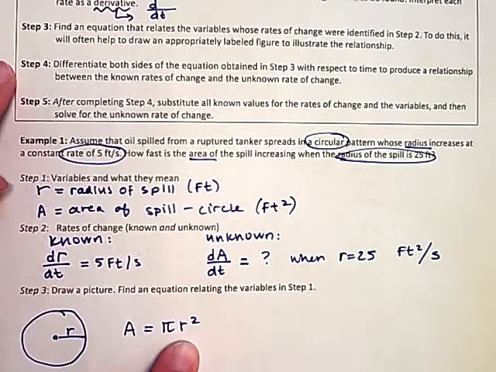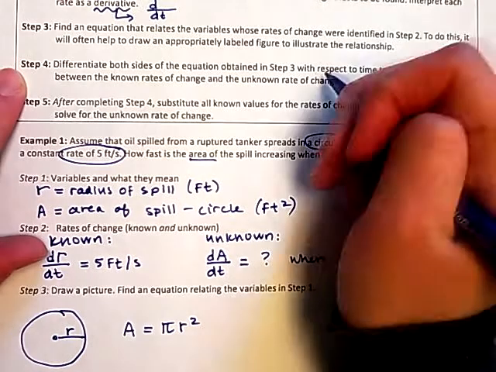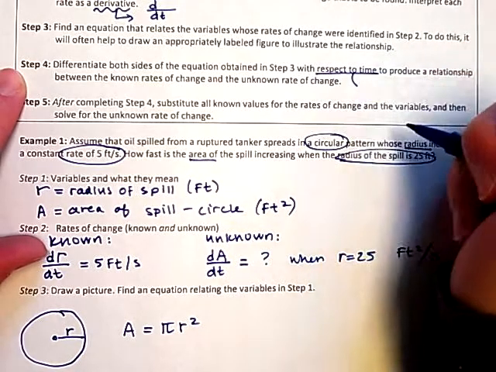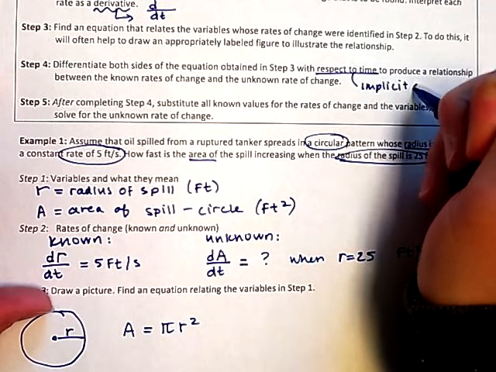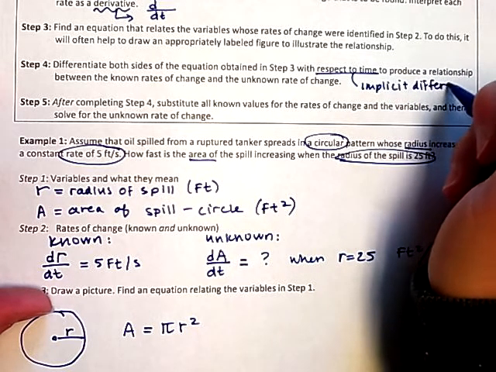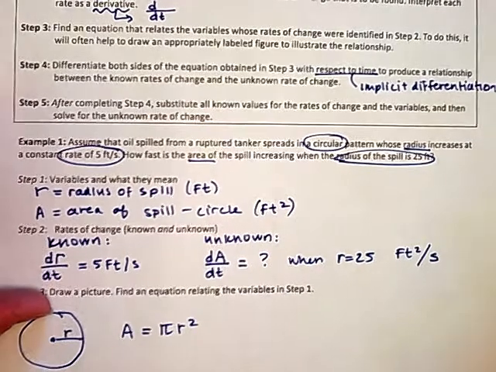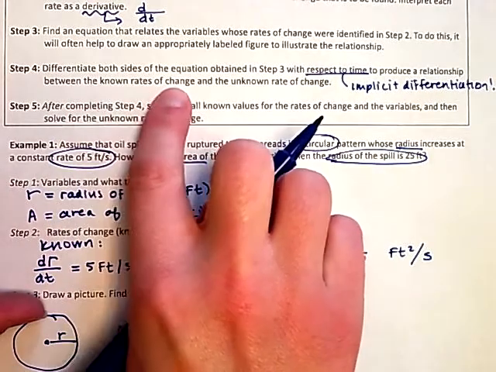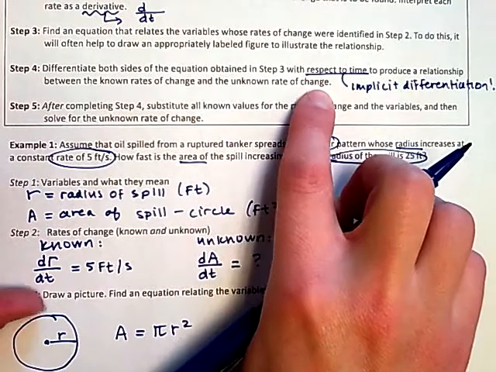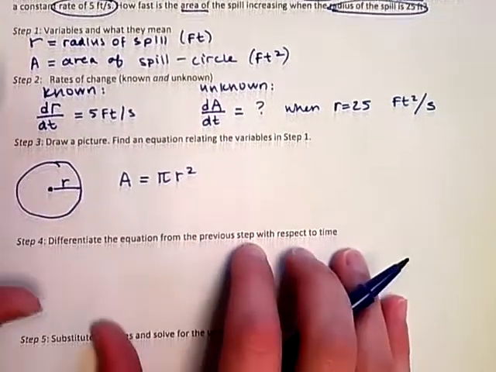So now, for step 4, it says differentiate both sides of the equation it obtained in step 3 with respect to time. So the idea of doing it with respect to time means you need implicit differentiation, to produce a relationship between the known rates of change and the unknown rate of change. Okay, so I'm going to scroll down.